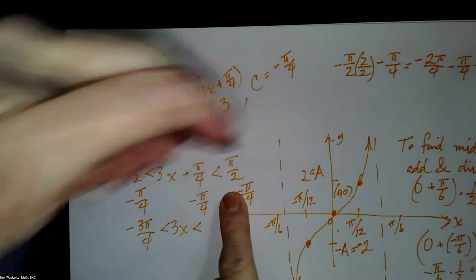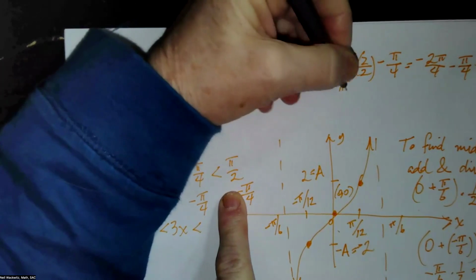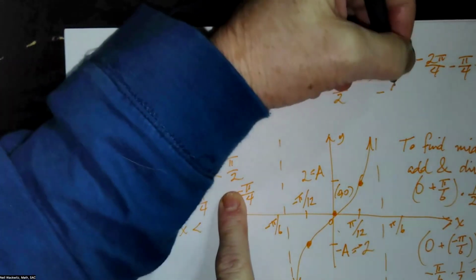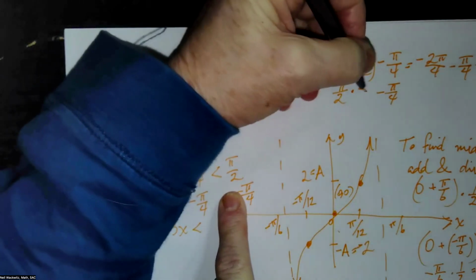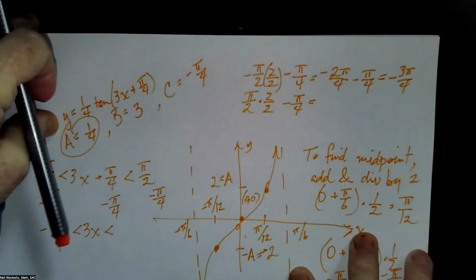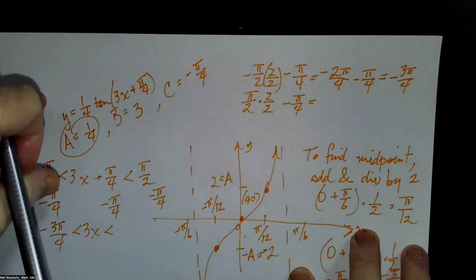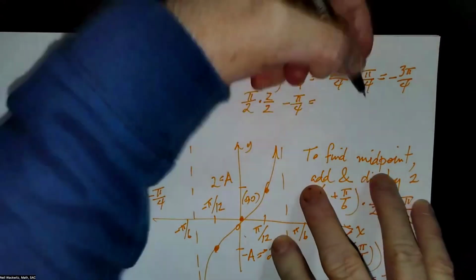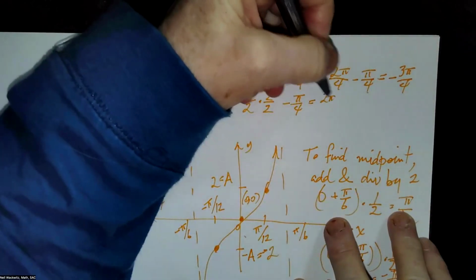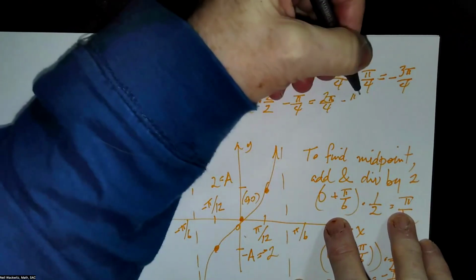And at the other extreme, we had positive pi over 2 minus pi over 4, and we're multiplying again by 2 over 2. So now we've got 2 pi over 4 minus pi over 4, which would just be pi over 4. Good.